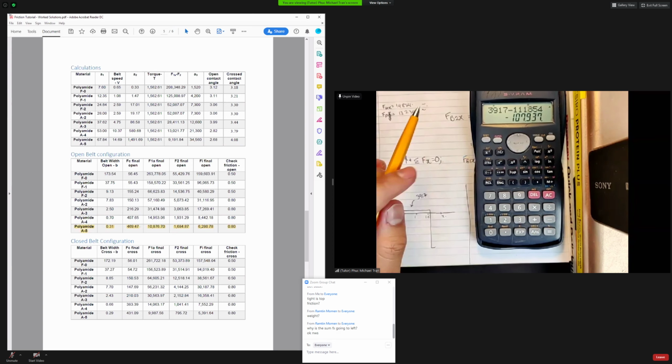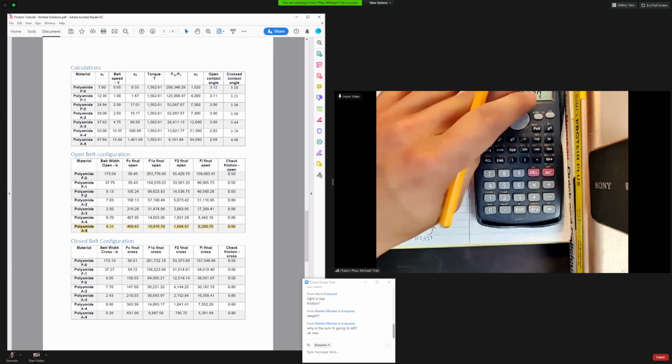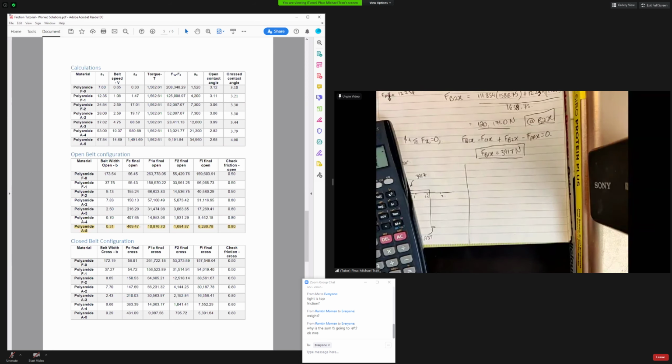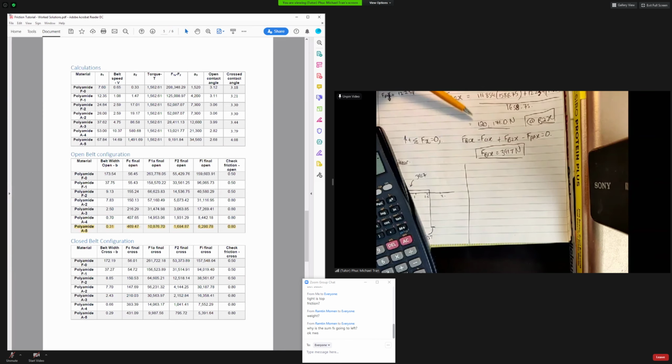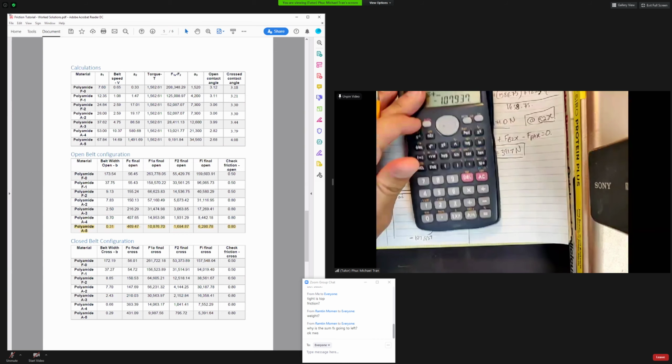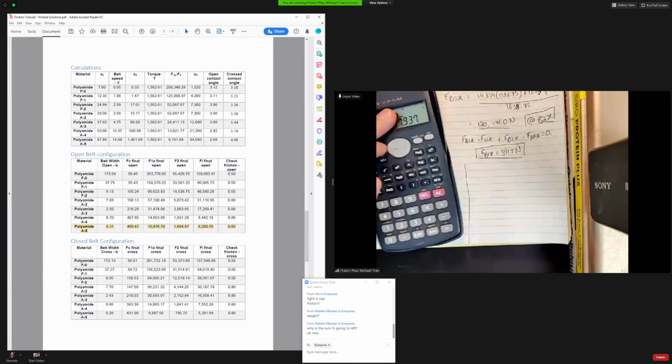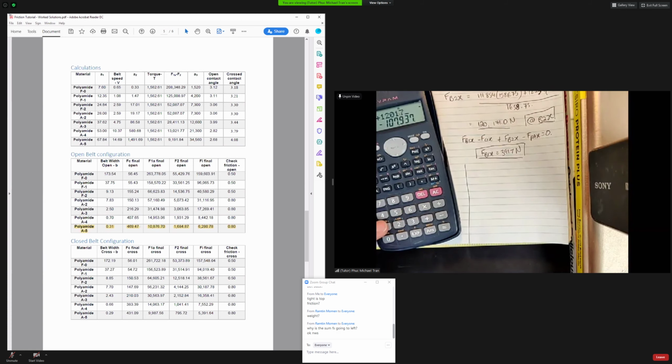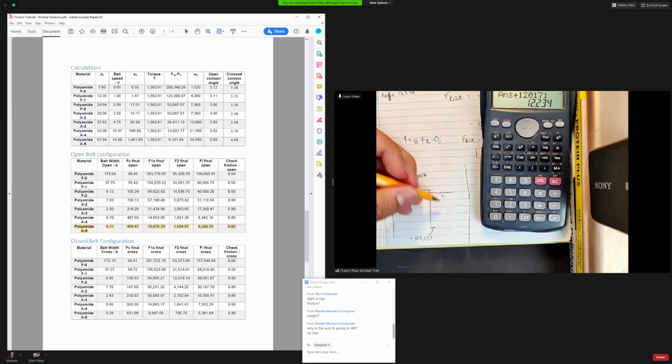It goes across until the second bearing, which is like 70 mils. 107,937. And then you'd go up by your bearing 2, which is 120, plus 120,171. So that's 12,000. Beautiful.